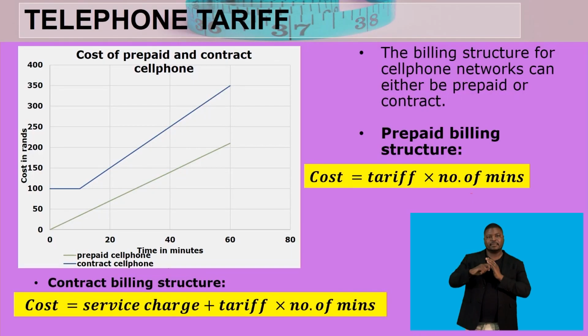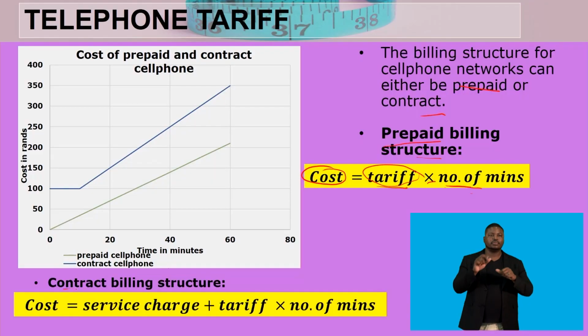So we're continuing now with telephone tariffs. A telephone tariff also has a billing structure that can either be prepaid or contract. When a telephone tariff is a prepaid structure, how do we calculate the cost? The cost is calculated by the tariff multiplied by the number of minutes. So whatever amount they've allocated, say for every minute 2 rand is needed, you multiply it by the number of units that you've used.